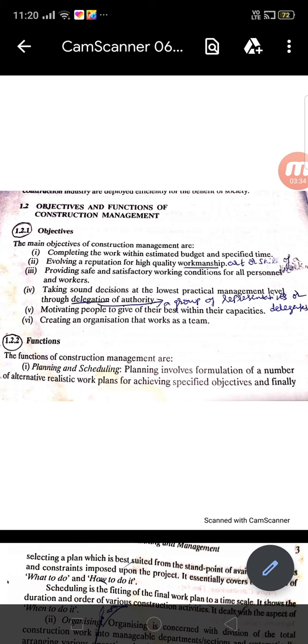The next, the fourth one, is taking sound decisions. Sound decisions means correct decisions: at what time what decision you need to take regarding how to maintain good quality, how to improve the quality in the construction site and so on. So that also plays a very vital role.